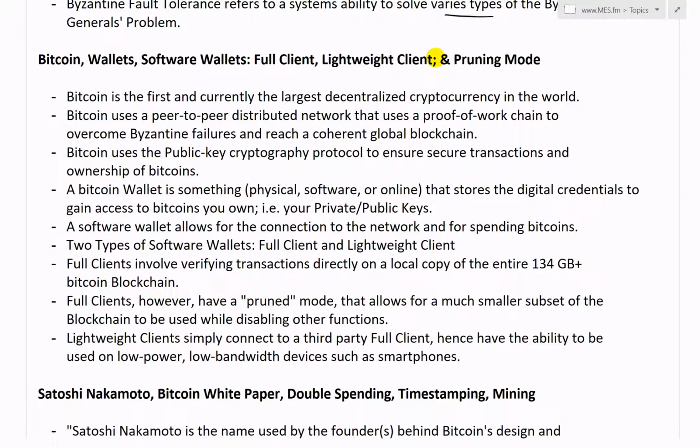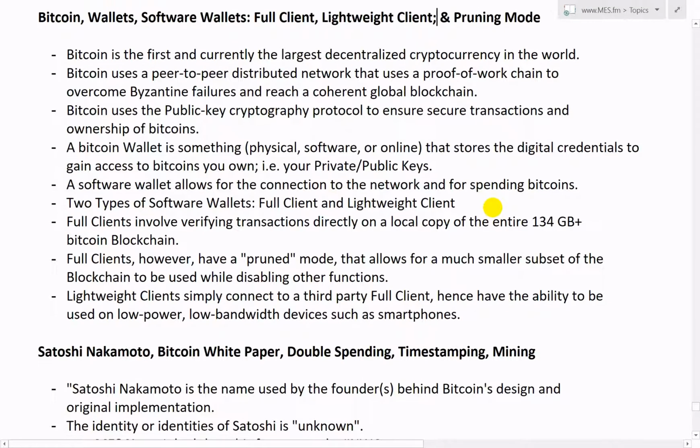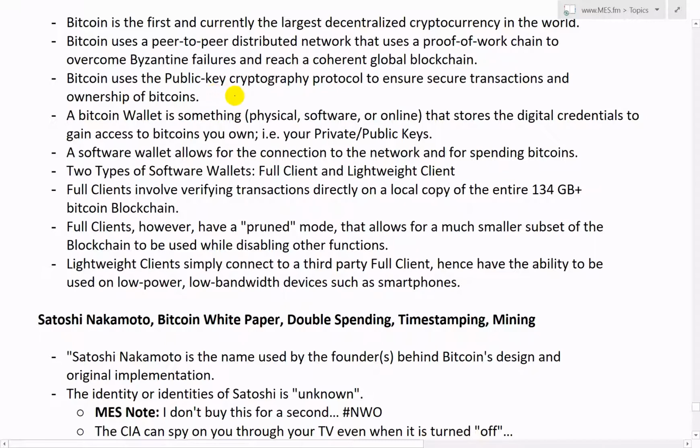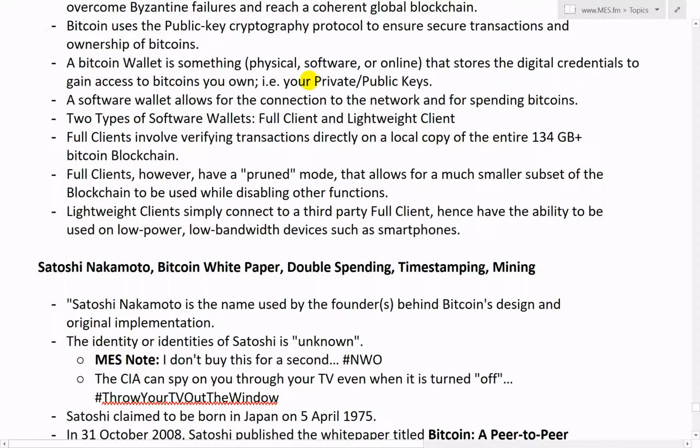Bitcoin is the first and currently the largest decentralized cryptocurrency in the world. Bitcoin uses a peer-to-peer distributed network that uses a proof-of-work chain to overcome Byzantine failures and reach a coherent global blockchain. Bitcoin uses the public key cryptography protocol, or asymmetric key, to ensure secure transactions and ownership of bitcoins. A Bitcoin wallet is something, physical, software, or online, that stores the digital credentials to gain access to bitcoins you own, i.e. at the most basic level, just your private and public keys.